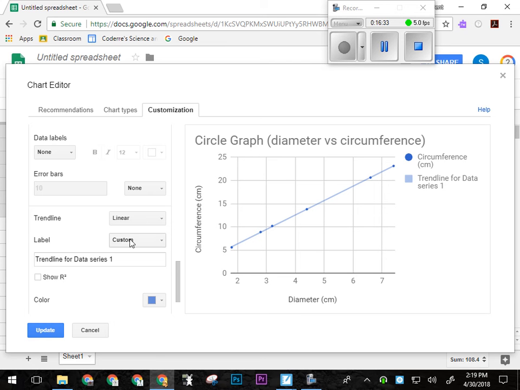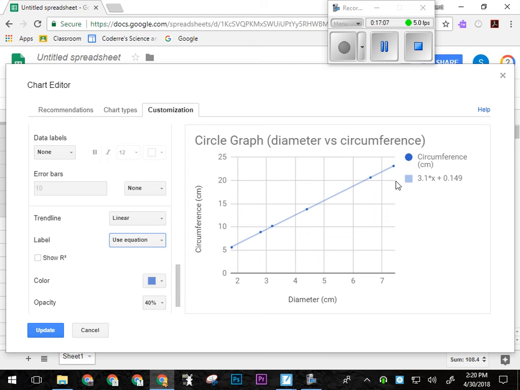Right now it says label, custom, and it just has trend line for data series. I don't want that, so I want to click on custom. And I want to use the equation for the line. I'm going to teach you about what that equation can get you in a minute, but for right now, I just want to make sure that it's on my graph. So I'm going to click on use equation, and you can see over here that it's now got this equation on this side.